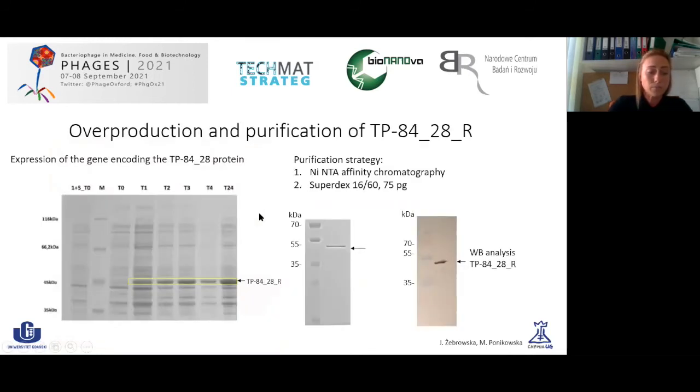Cells were grown in LB medium with ampicillin to an optical density of 0.8, and then induced by IPTG under the T7 promoter. As you can see on the left figure, the samples were collected 1, 2, 3, 4, and 24 hours after induction and analyzed on SDS-PAGE gel. We observed a band at 44 kilodaltons after induction.